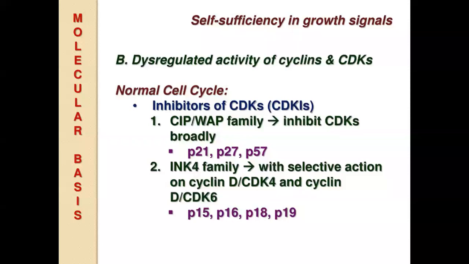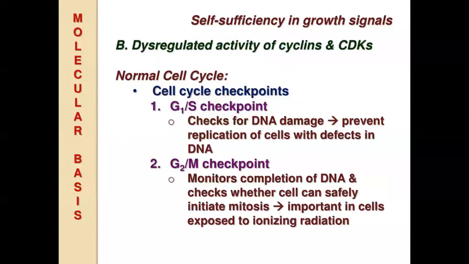Although all the steps of the cell cycle are under regulatory control, there is a checkpoint frame from G1 to S checkpoint. It checks for DNA damage, which prevents the replication of cells with defects in DNA. And the second checkpoint is the G2 to M checkpoint, which monitors the completion of DNA replication and checks whether the cell can safely initiate mitosis, and is important in cells exposed to ionizing radiation.